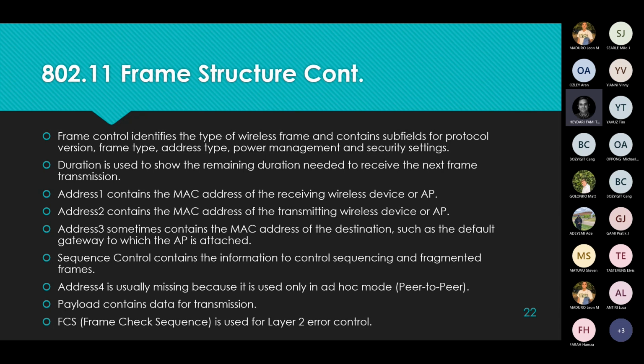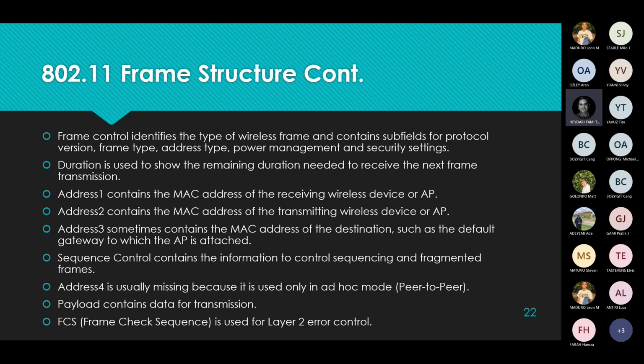In Ethernet and wired, we have only destination and source MAC addresses at layer 2, isn't it? Here you specify the MAC for the AP, the access point, the MAC for the sender, the MAC for the receiver, and the MAC for the gateway. Move on to the next slide. Address 3 sometimes contains the MAC address of the destination, such as the default gateway to which the AP is attached. Sequence control contains the information to control sequencing and fragmented frames.